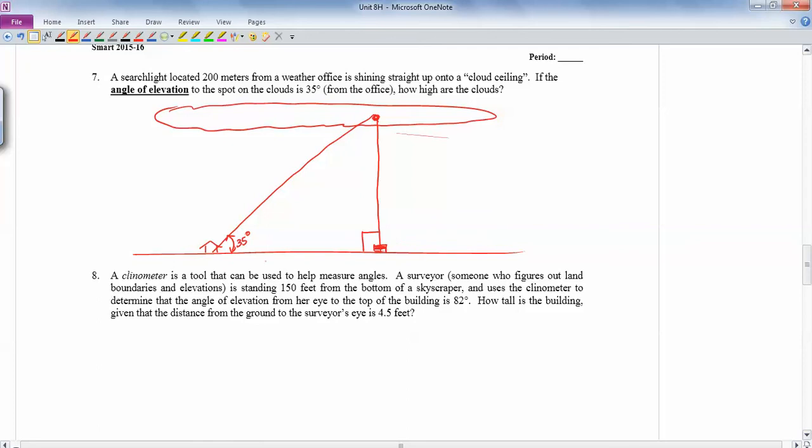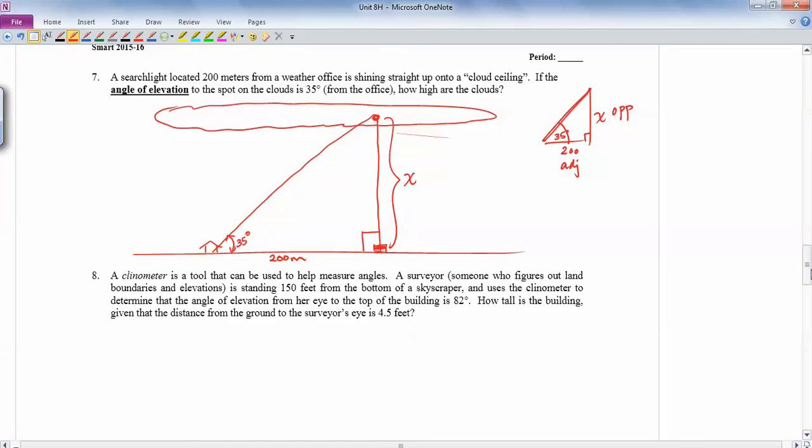So this is 200 meters. If you look at this, we really just have a problem that looks like this. This is 200, this is 35. And we care about how high up the clouds are, so this thing right here I'm going to call x. Well, I don't care about the hypotenuse, so I don't need that. Here's my angle. This side is opposite, this side is adjacent.